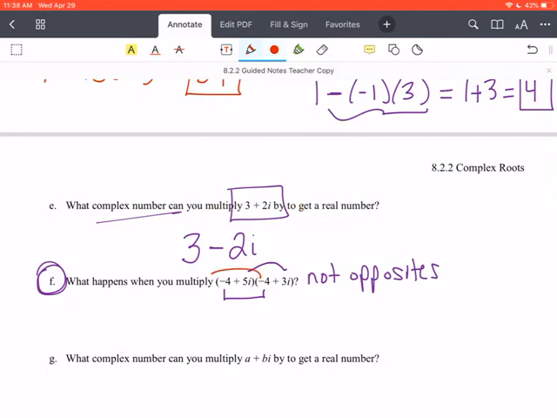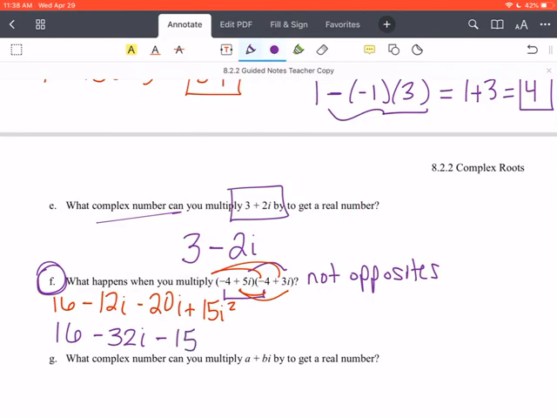I have negative 4 times negative 4 is 16. Then I have negative 4 times 3i is negative 12i. Then I have 5i times negative 4 is negative 20i. And then 5i times 3i is 15i squared. What happens with my i's? They do not cancel out. So I have 16 minus 32i, because I just add them together. They're like terms. And then what's 15i squared? It's really 15 times negative 1. So I have negative 15. I'm substituting i squared. So then when I take 16 minus 15, I get 1 minus 32i.